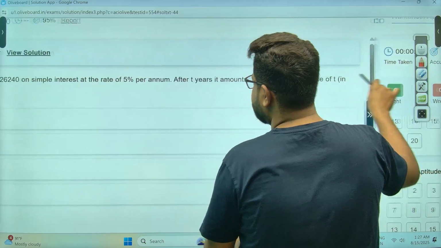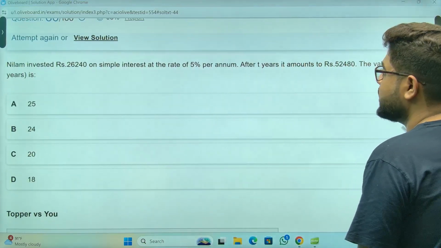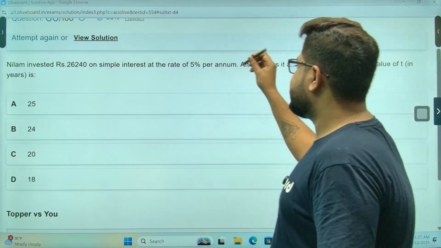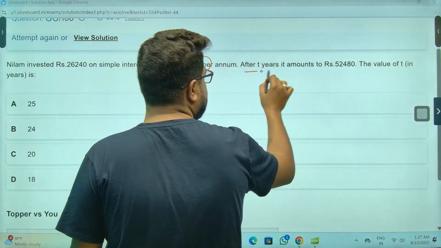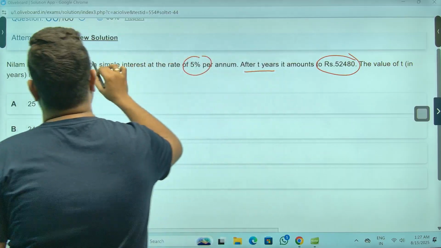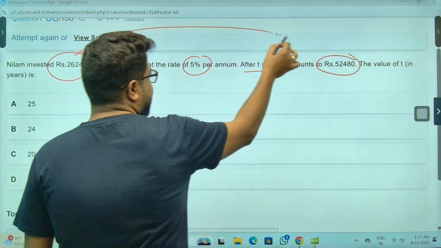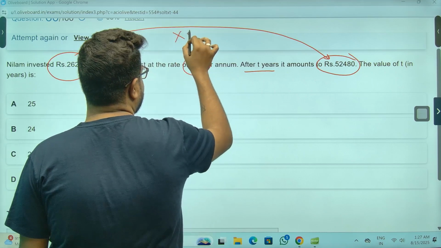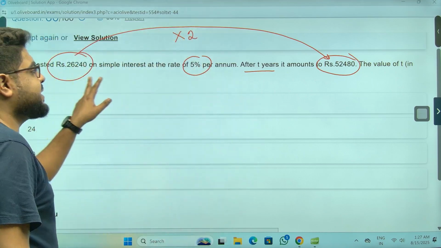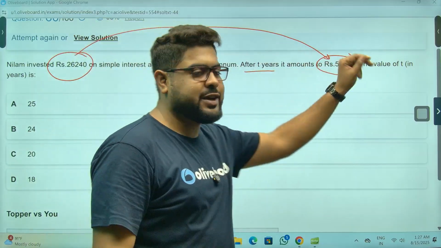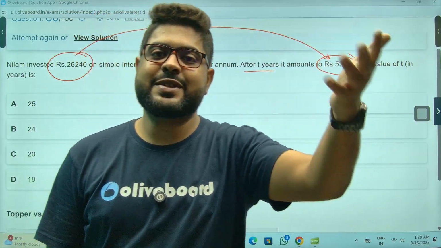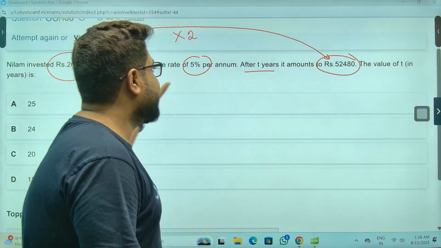So last question of the day. This much simple interest, 5% per annum. T years amounts to this. Arre, sir. Sir, open your eyes. This is 2x. 26 twos are 52, 240 twos are 480. 2x, 100% interest mila hai. They have got 100% interest.